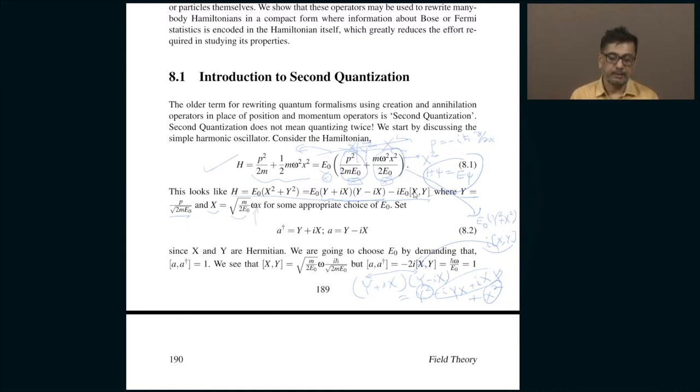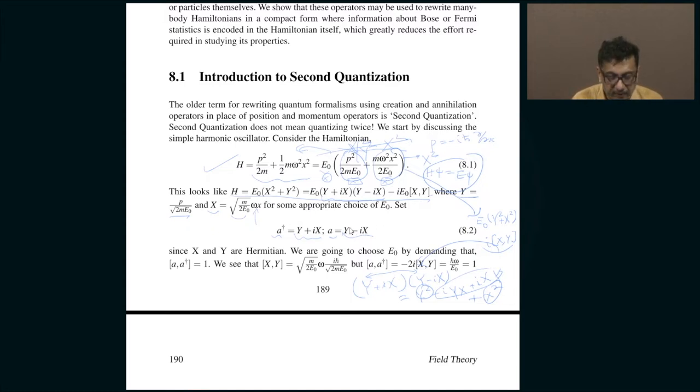Now let us see, what should we do next? The next thing I am going to do is the following. I am going to call Y plus iX as A dagger. I am just going to give it some name. I will call Y minus iX as A, and clearly because Y and X are Hermitian, I can take the Hermitian adjoint. That means I take dagger on both sides.